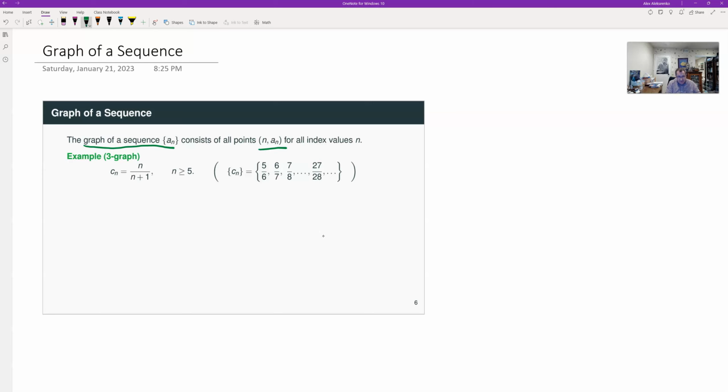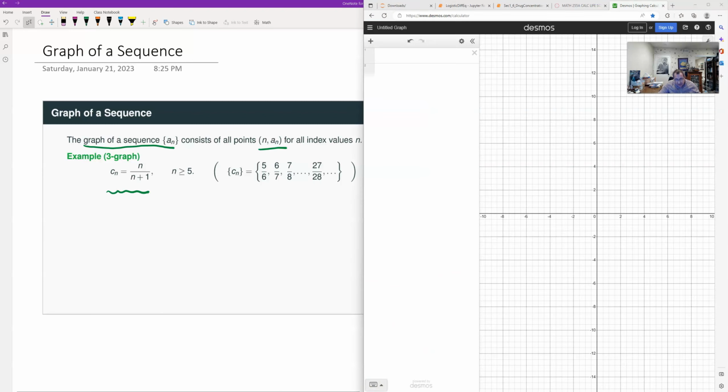So here's an example. This is one of the sequences that we just computed. C sub n is given by the formula n divided by n plus 1. And the index starts at value 5. And we already computed some of those values. So how do we graph it? Well, here I have a little tool that I use for graphing. It's called Desmos. And I hope you get a lot of use of Desmos this semester.